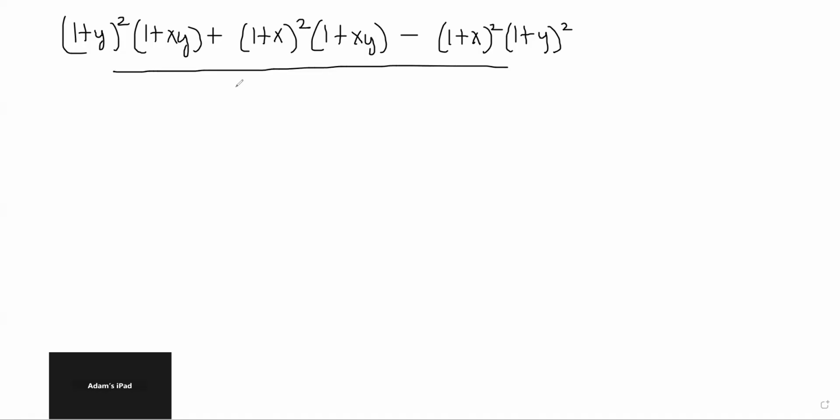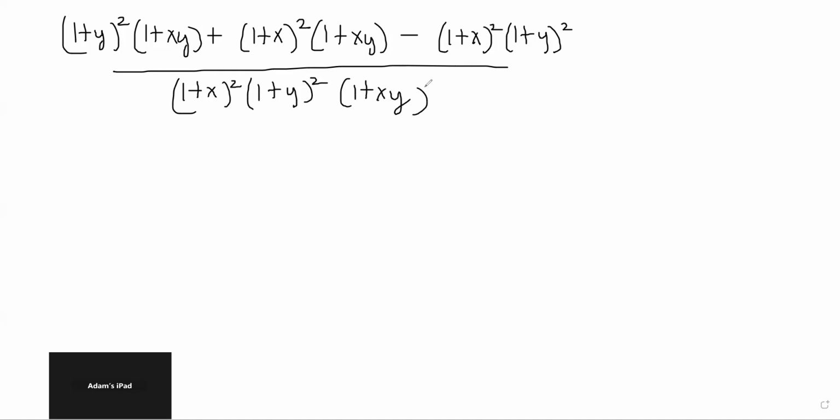We will get (1+y)^2 (1+xy) plus (1+x)^2 (1+xy) minus (1+x)^2 (1+y)^2. This is the numerator, and the denominator was what? The denominator was (1+x)^2 (1+y)^2 (1+xy).